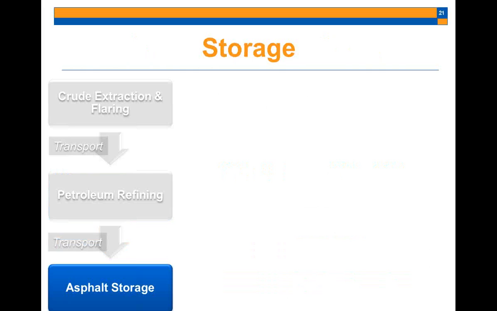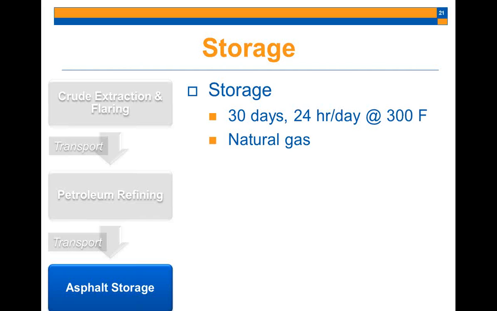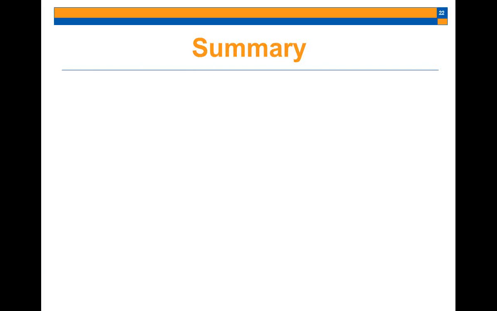In the final stage, in asphalt binder production is storage of the asphalt. So using a combination of literature and those local surveys, we've seen that the asphalt is stored for 30 days, for 24 hours per day at 300 degrees Fahrenheit, and natural gas is used as the fuel source.